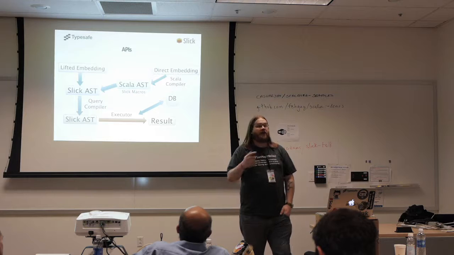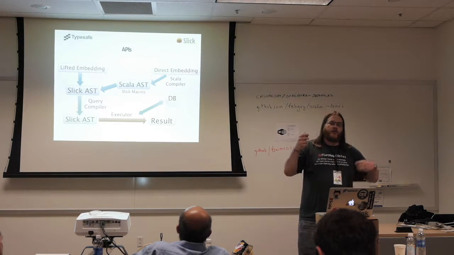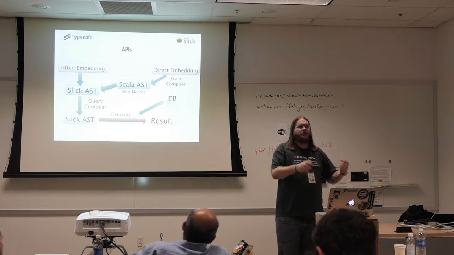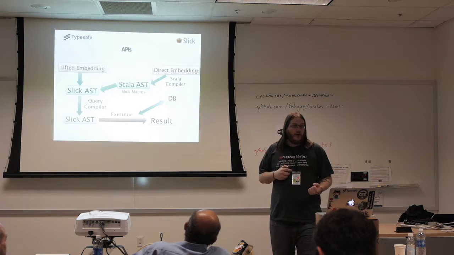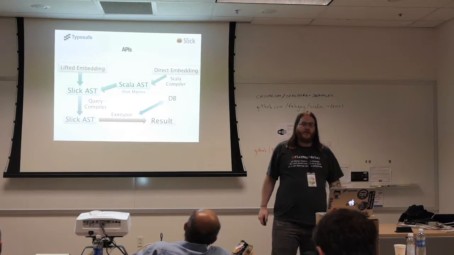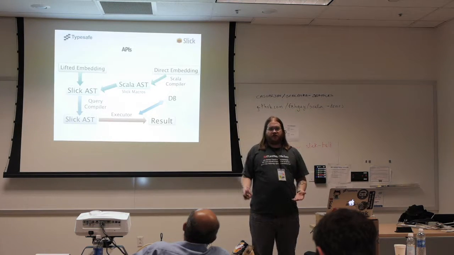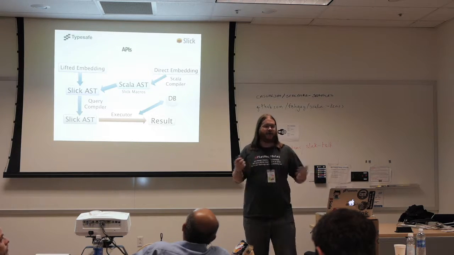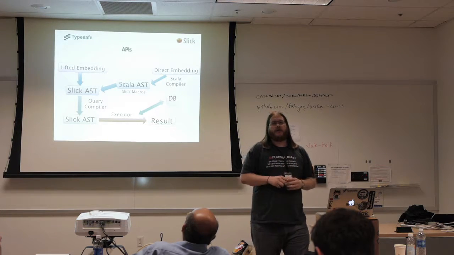Now there is also the direct embedding, which is experimental and still being worked on, and that runs at compile time in Scala rather than the runtime that we get with the lifted embedding. It uses Slick's macros to create a Scala AST, which is then run through the query compiler, refined, executed, and given as a result. Generally, a bunch of the things you asked me about, where you said I really have to write that code myself, will be handled in the direct embedding.